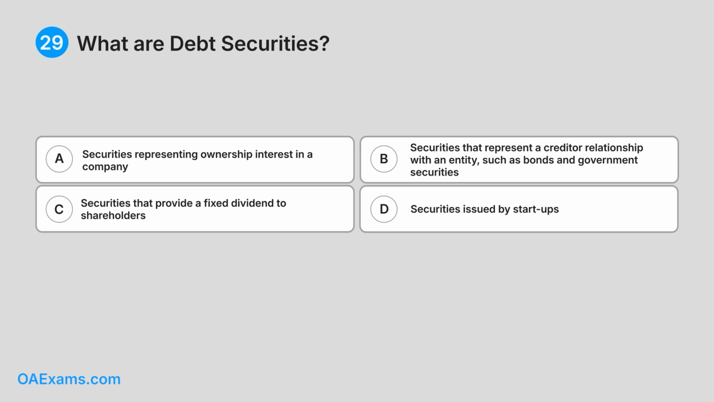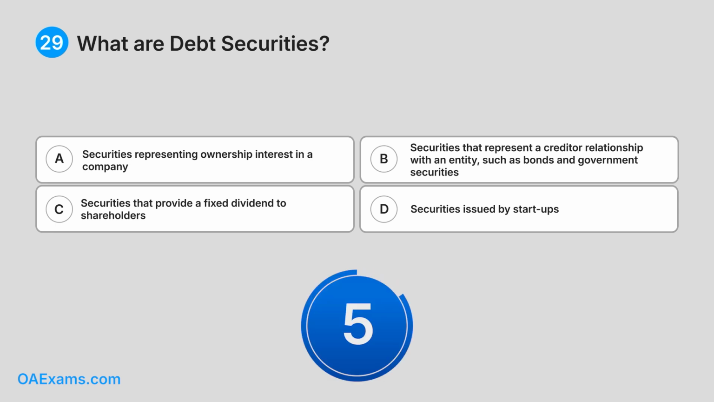29. What are debt securities? A. Securities representing ownership interest in a company. B. Securities that represent a creditor relationship with an entity, such as bonds and government securities. C. Securities that provide a fixed dividend to shareholders. D. Securities issued by startups. Do you know the answer?